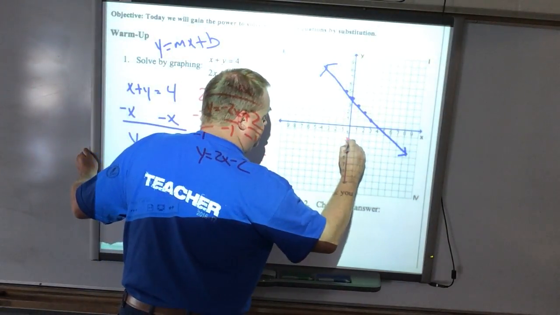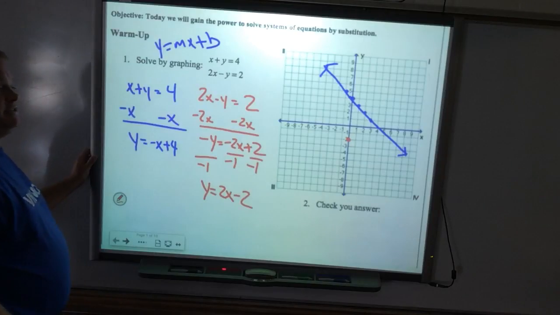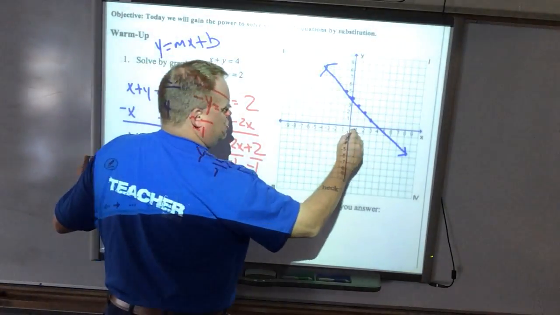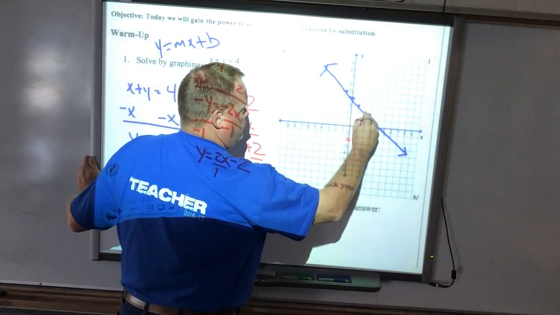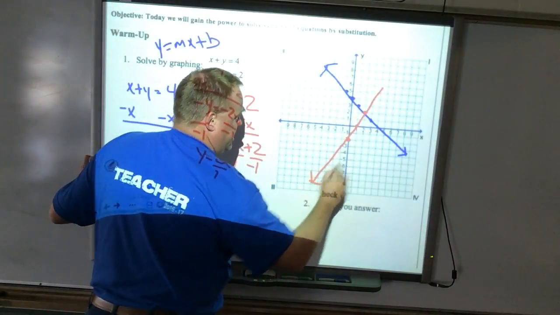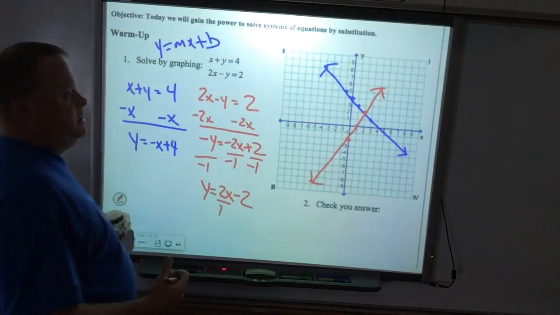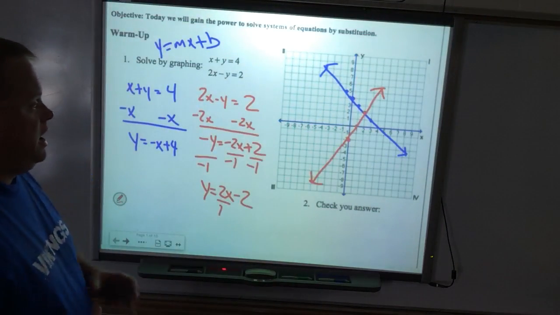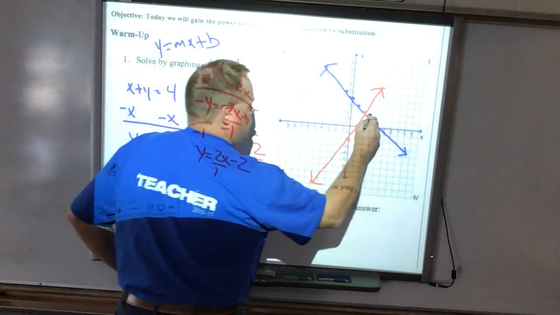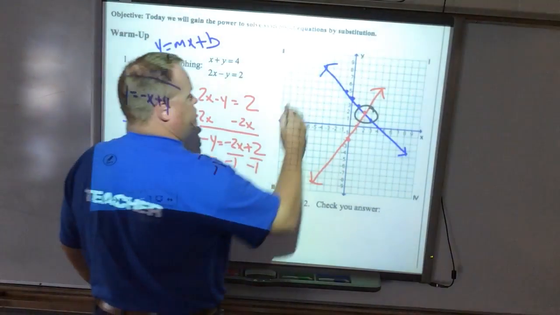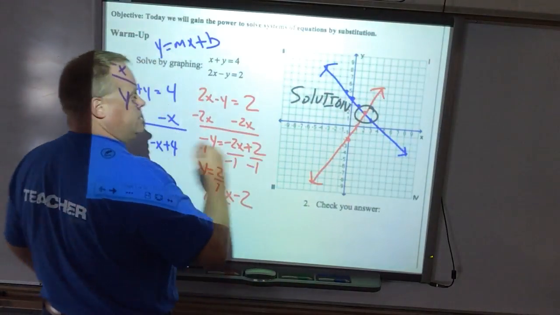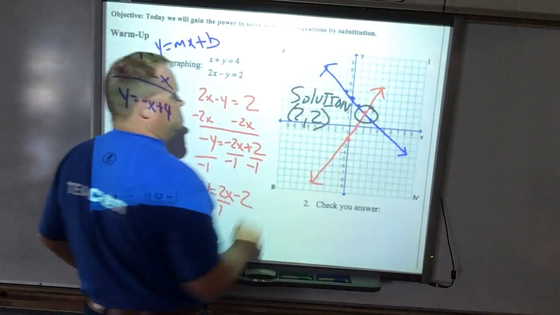Go ahead and plot it. And I have a slope of positive 2, which means it's positive 2 over 1. Up 2 over 1. Up 2 over 1. I have 3 points. More importantly, I have a point where they intersect. As you remember from your homework from yesterday, this point where they cross or intersect is my solution to this system. What happens to be at the point (2, 2).